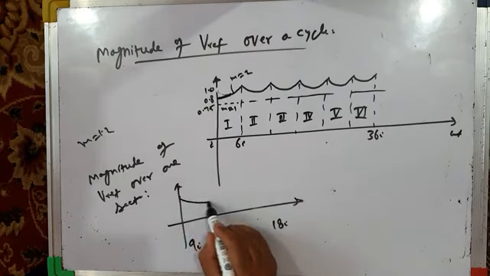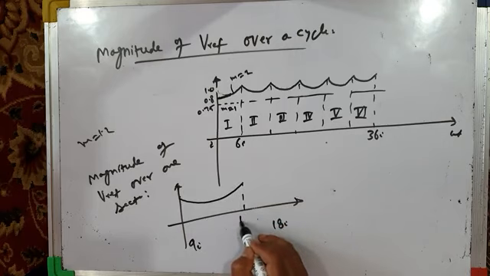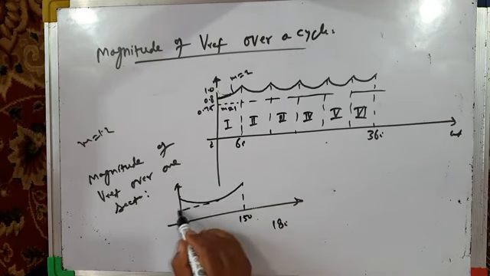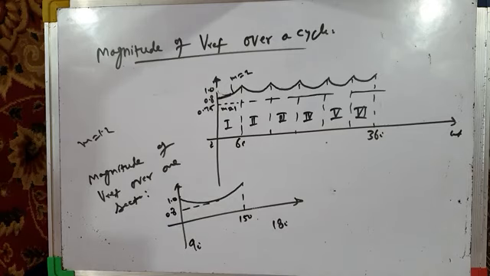It varies like this: 90 degrees, 150 degrees. This is 0.8 and this is 1.0. It varies like this. It's high, then it decreases, and so on.